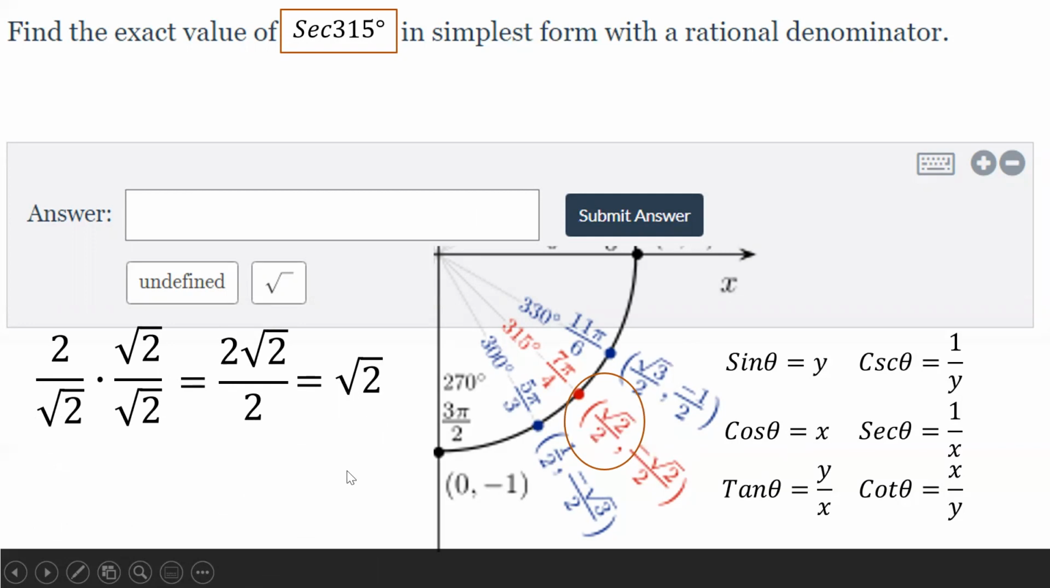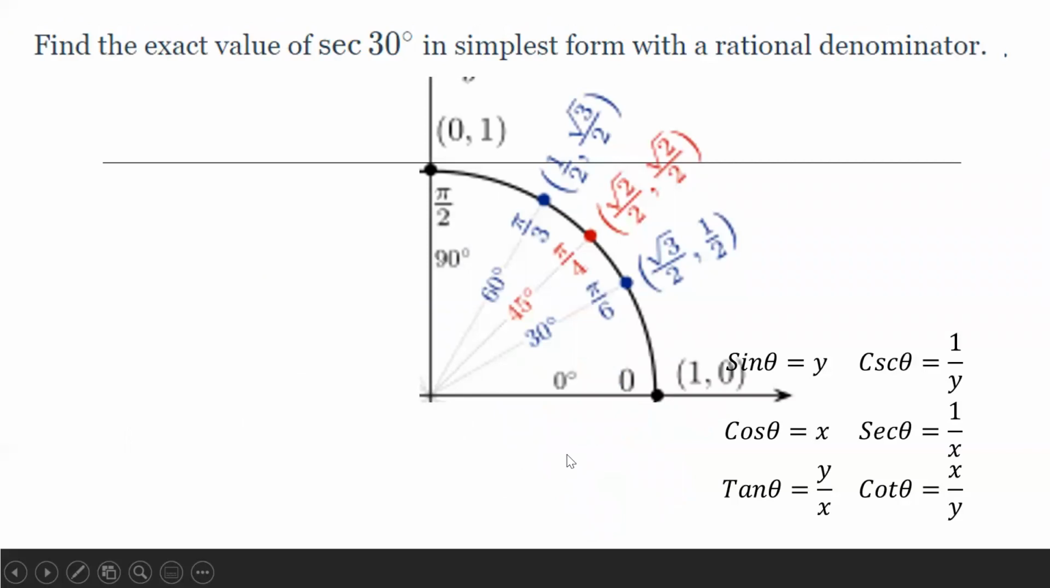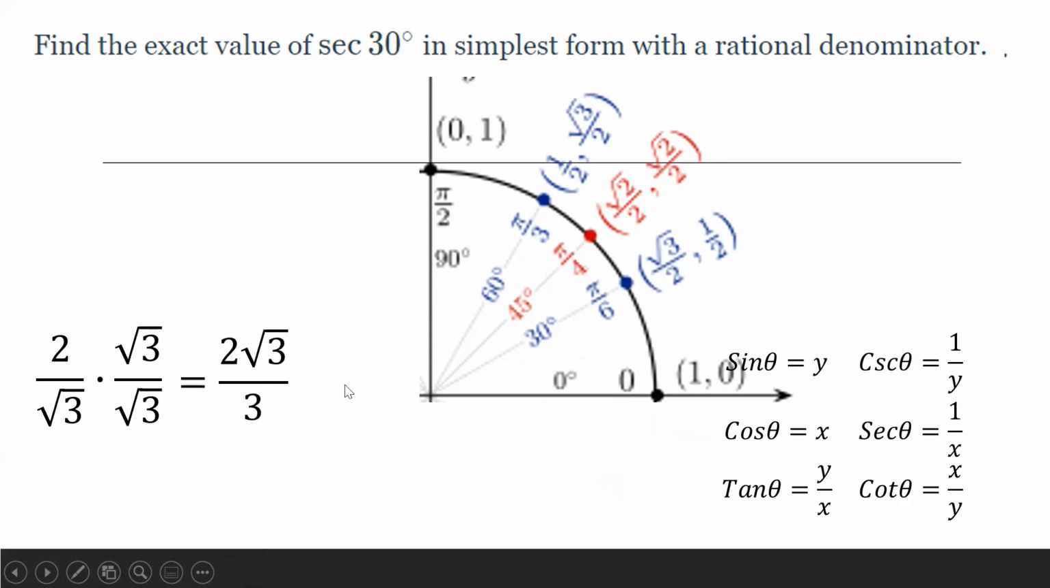Okay. So when you're dealing with the reciprocal functions, just take your fraction and make it the reciprocal. And more often than not, there's a radical in the denominator, so you're going to have to rationalize the denominator. Okay. Secant 30 degrees. Secant, again, the x value, so we're looking at radical 3 over 2. I use the reciprocal of that, and now I have to get rid of the radical in the denominator. So radical 3 times radical 3, moving on over, you get 2 radical 3 over 3, final answer.